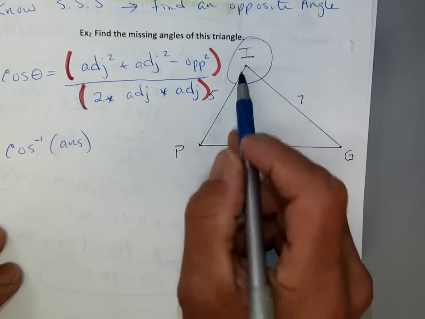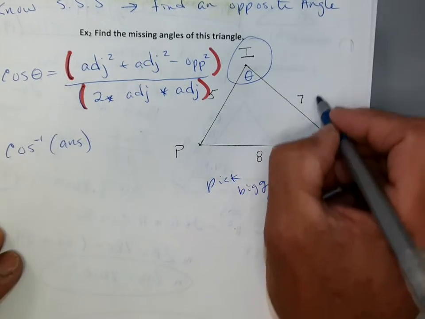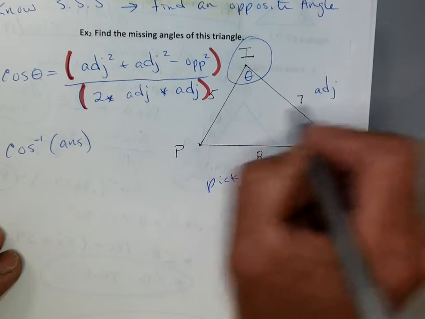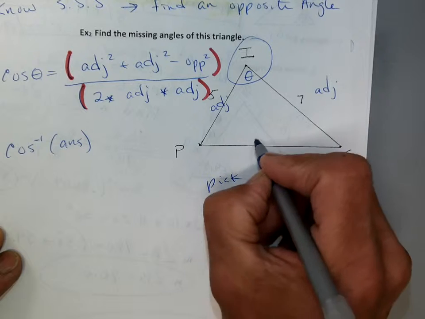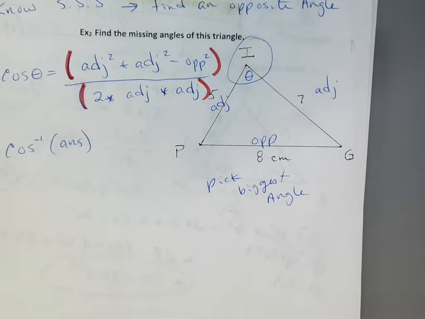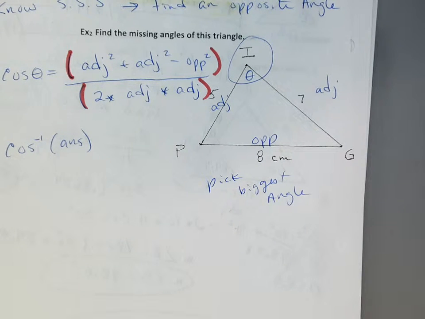So, if that's the angle I want, that's my theta, right? My 7 is an adjacent. My 5 is an adjacent. And my 8 is my opposite. Okay? So pick your angle. And that makes these two my adjacents because I picked that angle, and it makes my 8 the opposite. Thumbs up? Okay, so let's go ahead and set it up.